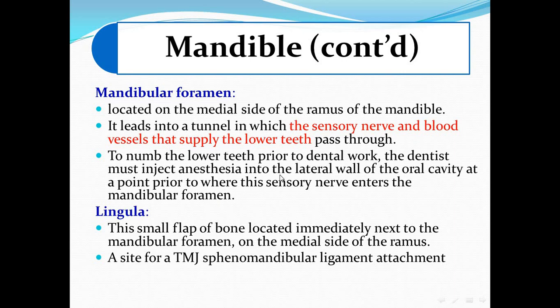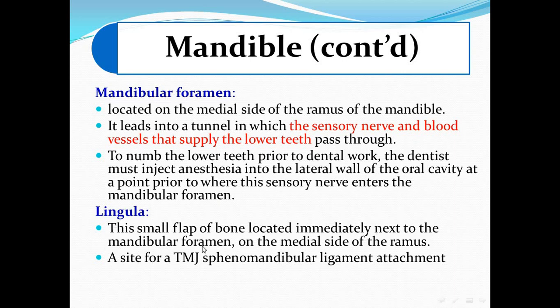This mandibular foramen leads into a tunnel through which the sensory nerve and blood vessels that supply the lower teeth pass. Therefore, when dentists do some dental work, they need to numb the teeth, right? So what they do is inject anesthesia into the lateral wall of the oral cavity, where there is the opening of the mandibular foramen. So they numb the afferent nerves, which are going from the tooth through this opening.